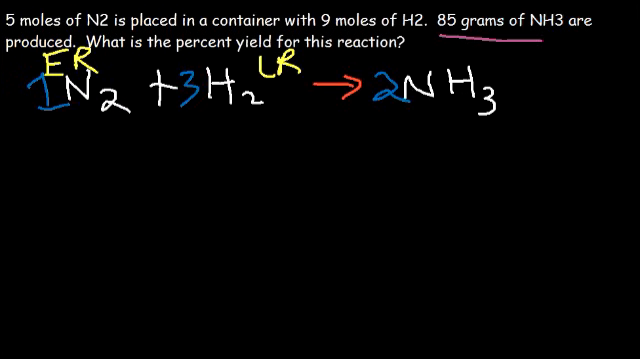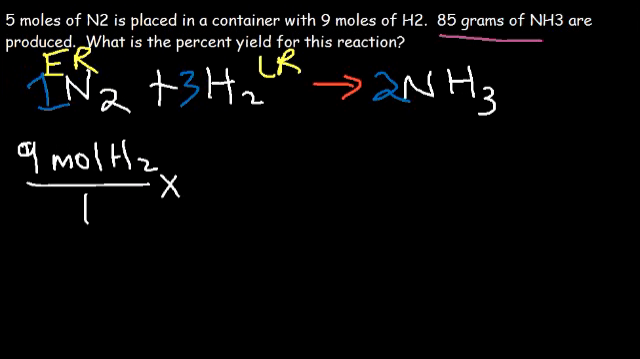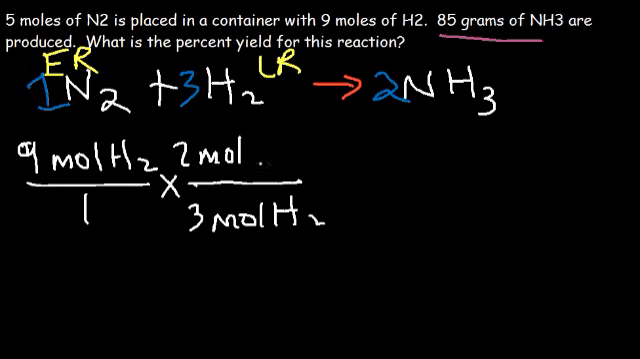So let's take the 9 moles of H2 and convert it to the grams of NH3. And at the same time, let's convert 5 moles of N2 and also convert it to the grams of NH3. So if we start with 9 moles of H2, we need to change the substance from H2 to NH3. The only way to do that is to use the molar ratio, which is 3 to 2 for these two. So for every 3 moles of H2 that reacts, 2 moles of NH3 are produced. So these units cancel.